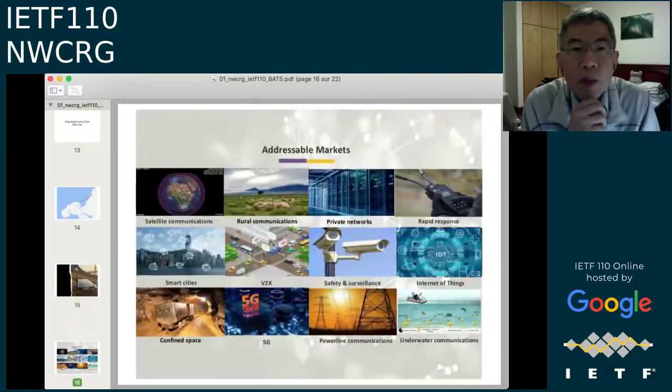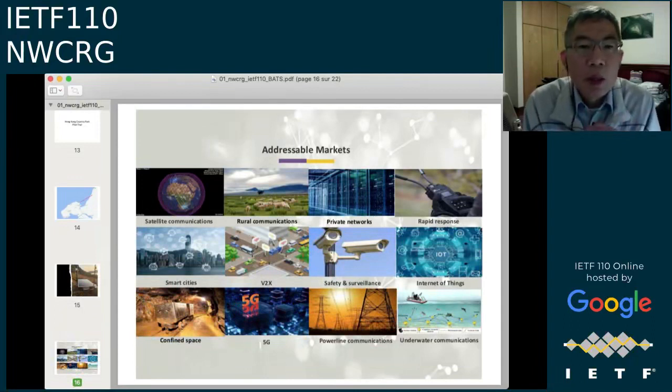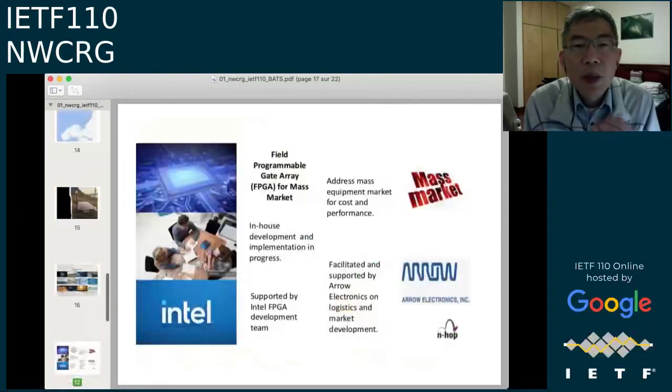So during the past few years, we have been exploring different opportunities, and we have identified quite a number of potential applications of BATS. These include satellite communications, rural communications, private networks, rapid response networks, smart cities like smart lampposts, V2X, safety and surveillance, Internet of Things, confined spaces like mining tunnels, 5G access networks, power line communications, and also underwater acoustic communications. Next, please.